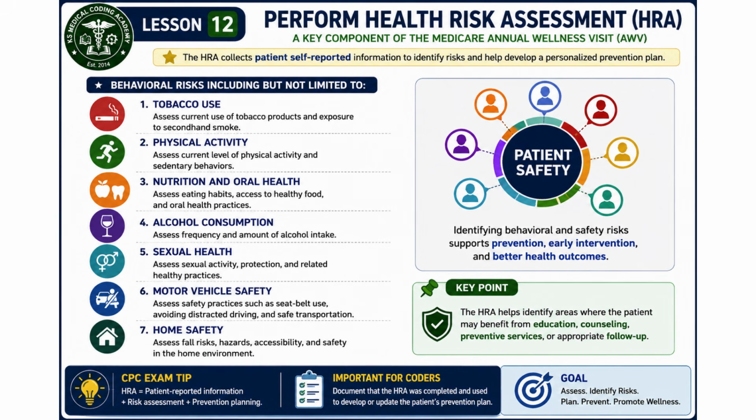Motor vehicle safety is another important area. This can include safety practices such as seatbelt use and safe transportation. Finally, home safety is assessed. This may help identify hazards, fall risks, or other safety concerns in the patient's home environment. The purpose of identifying these risks is to determine where the patient may benefit from education, counseling, preventive services, or appropriate follow-up. For CPC exam preparation, remember this simple concept: HRA equals patient-reported information, risk assessment, and prevention planning. Accurate documentation of the HRA and the resulting prevention plan is important for appropriate coding and compliance.